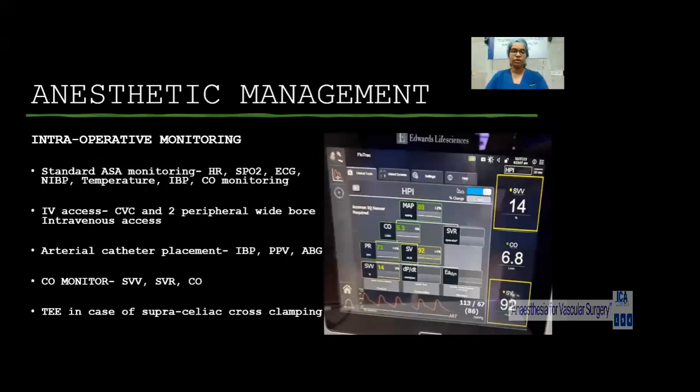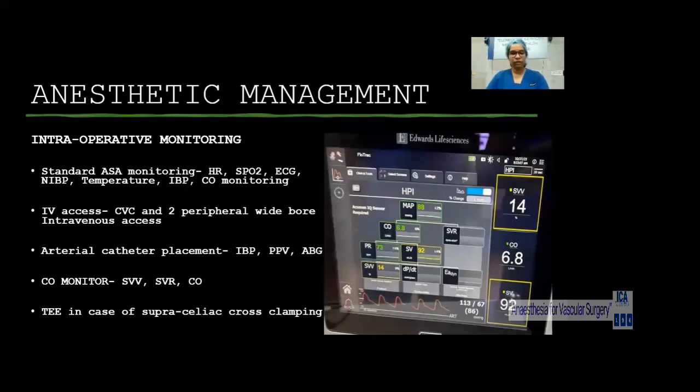Anesthetic management. These patients are given general anesthesia with or without epidural insertion. Intraoperative monitoring: standard ASA monitoring is done, IV access, central venous cannulation is done, and two peripheral wide bore IV access is obtained. Arterial catheter placement is done for invasive BP monitoring and other dynamic monitoring like pulse pressure variation, and for serial ABG, arterial blood gas monitoring.